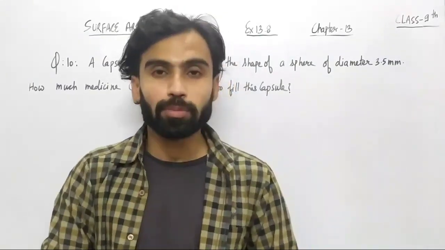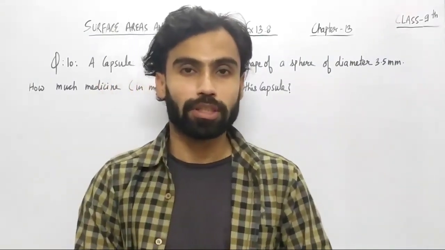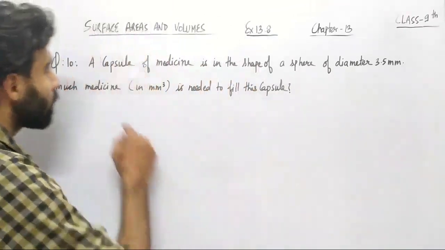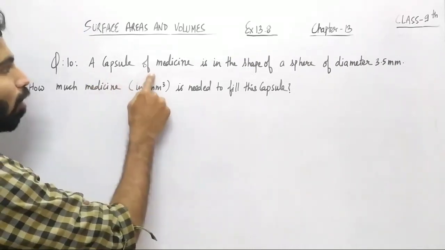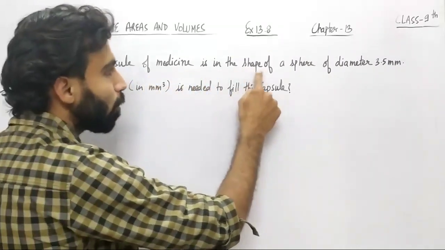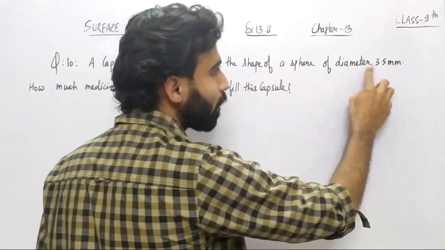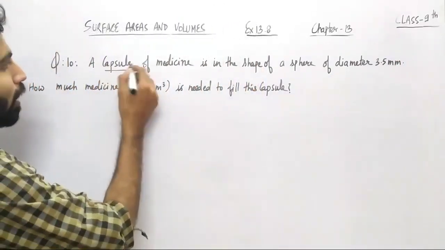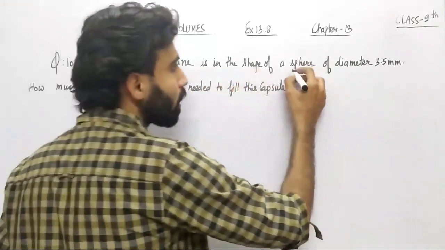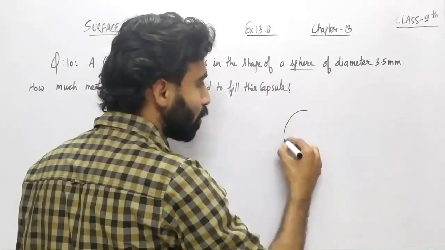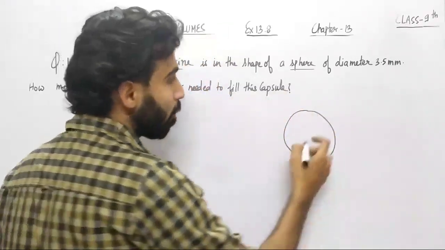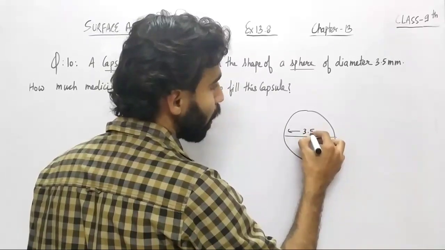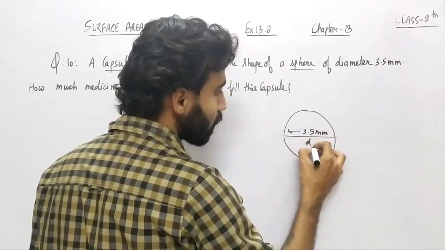So students, let us move on to the next question of this exercise, which is going to be the last question of it, right? So let us see what is given into it, right? So a capsule of medicine is in the shape of a sphere of diameter 3.5 mm, right? So now यहाँ पे एक capsule है medicine का, जिसकी shape जो है किस तरह की है, sphere की है. So let me just draw a sphere here. So this is a capsule, right? Now यहाँ पे इसका diameter जो है, that is given to us as 3.5 mm, right? So this is the diameter given to us.